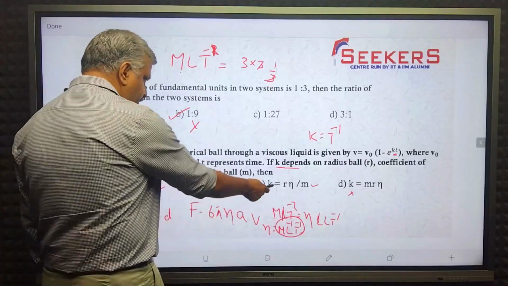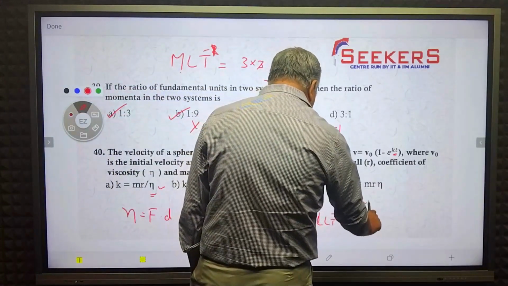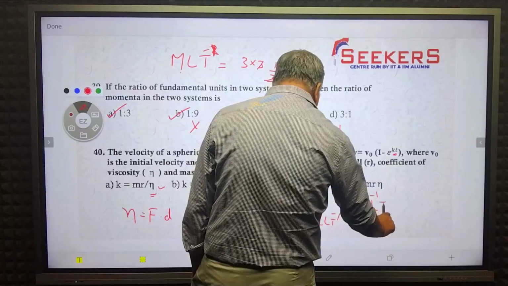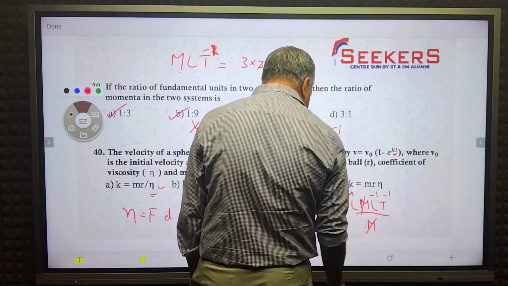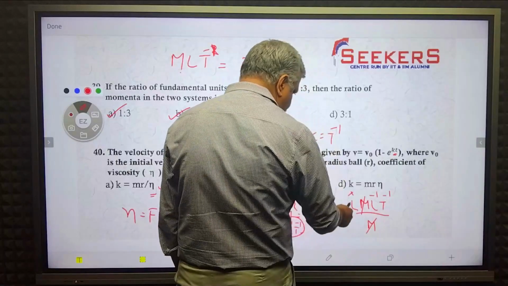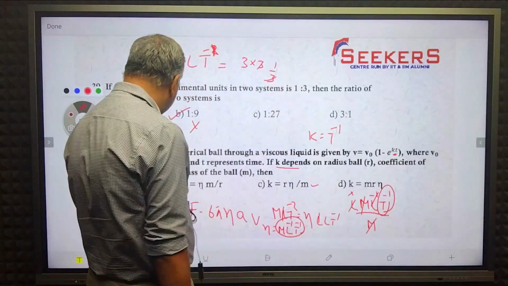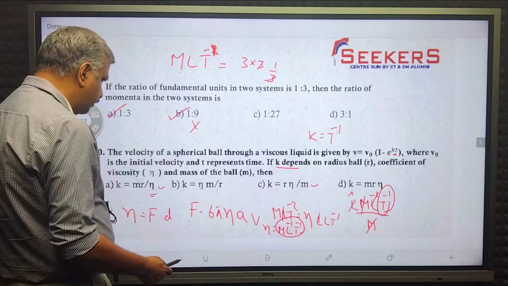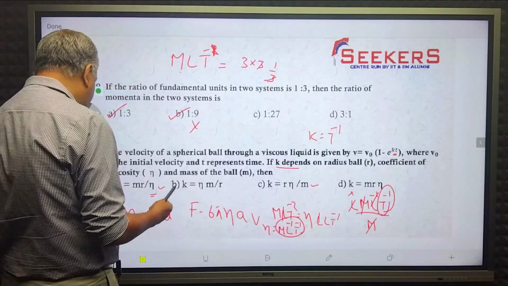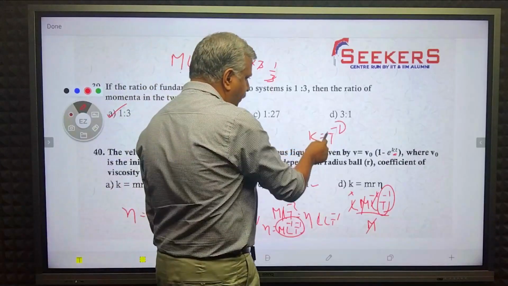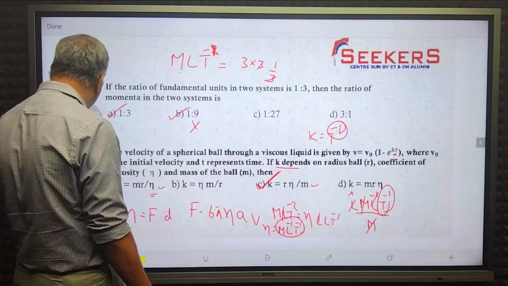So now let's assume this is the answer and then let's work. So it is L times M L power minus 1 T power minus 1 divided by M. So this will get cancelled. Then again these two will get cancelled and I get T power minus 1. So it should be the exact reverse of it. So it should be M divided by eta r. Oh sorry, this is K, T power minus 1. So here also we are getting it. So this should be the answer. C should be the answer.